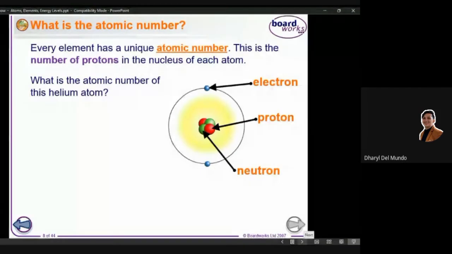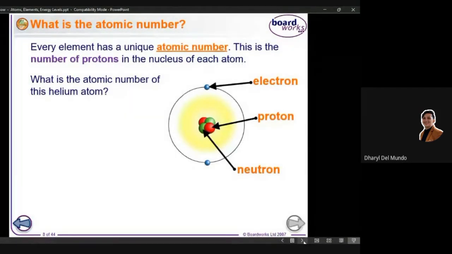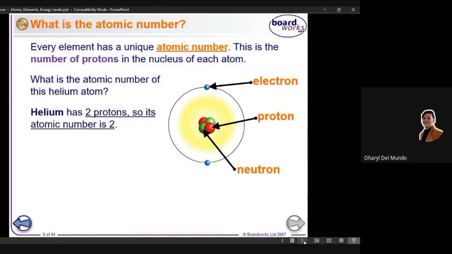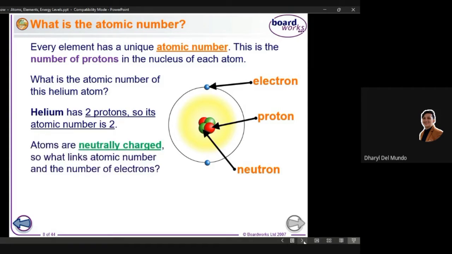When we say neutral, this is the common one, because all of the elements that can be found in the periodic table are neutral, meaning that is their real state. There's no change at all. So that is the neutral atom. If helium has atomic number of 2, remember it has 2 protons, 2 electrons, and 2 neutrons. Am I clear? And atoms are neutrally charged. This is what I told you a while ago. So what links atomic number and the number of electrons?